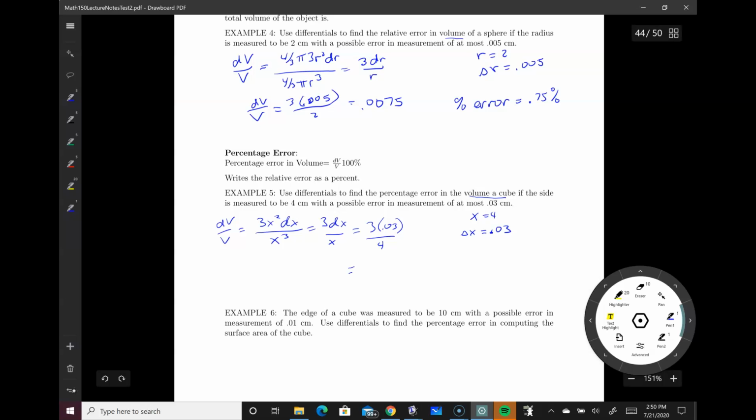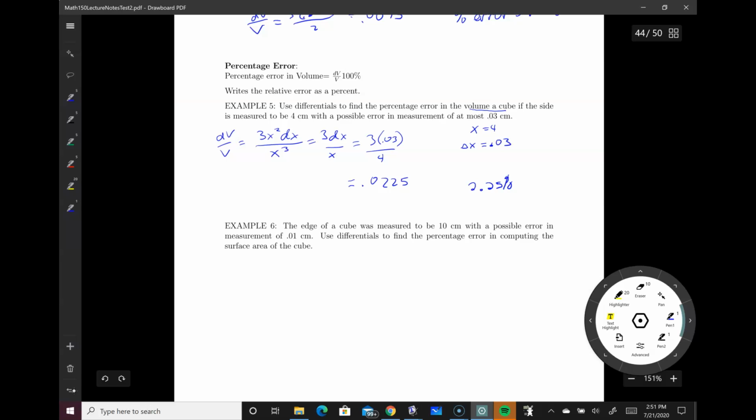So I have 3 times 0.03 divided by 4 gives me 0.0225. So writing this as a percent, I get 2.25%.